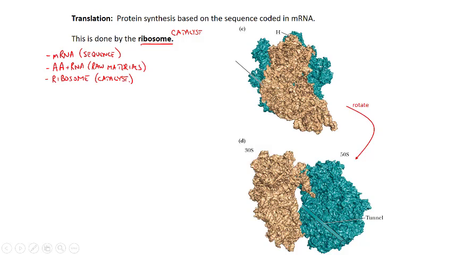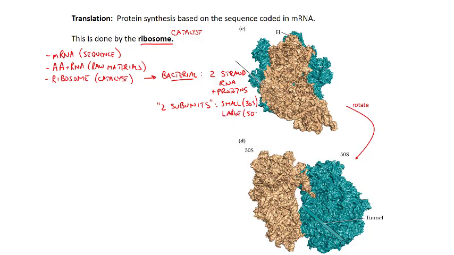So as we did with replication and transcription, we're only going to talk about translation in bacteria. So the bacterial ribosome is a two-strand RNA with several proteins bound to it. So we say there's two subunits to the bacterial ribosome. We have the small, which is also called the 30S, and we have the large subunit, which is called the 50S.